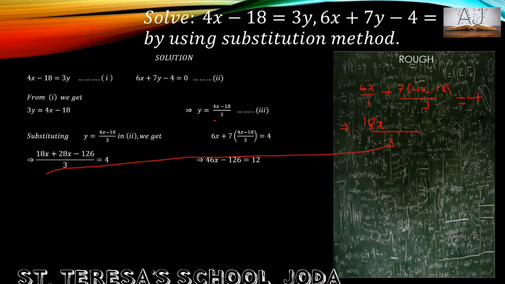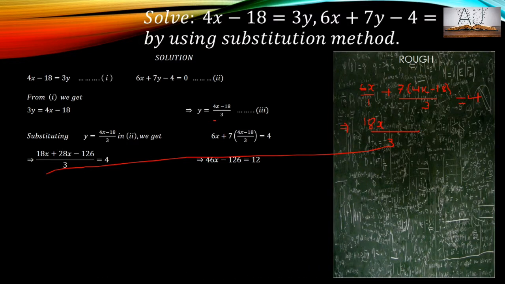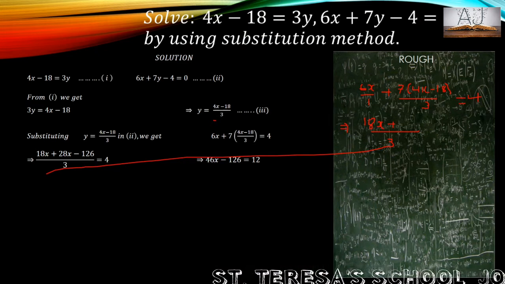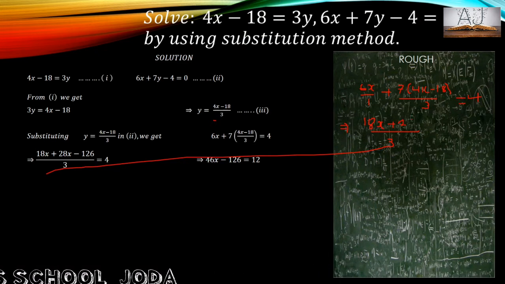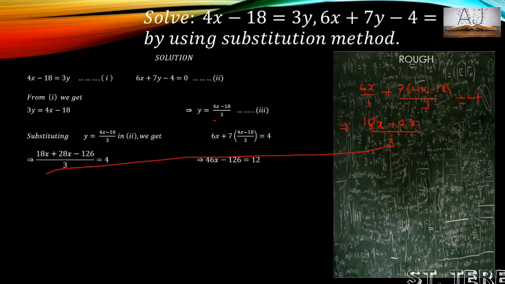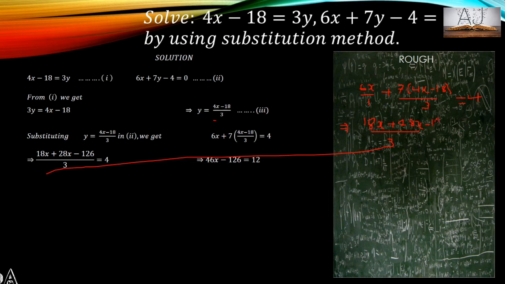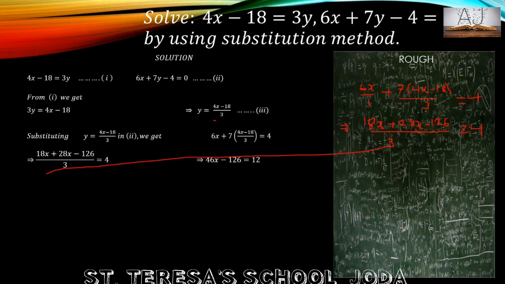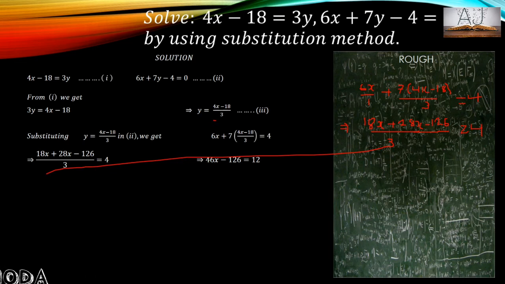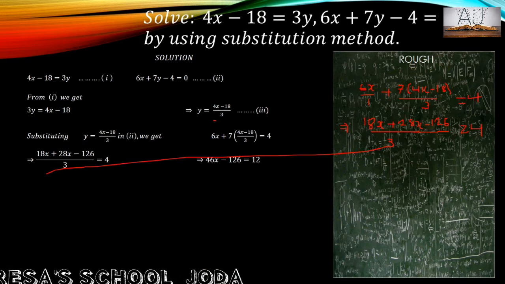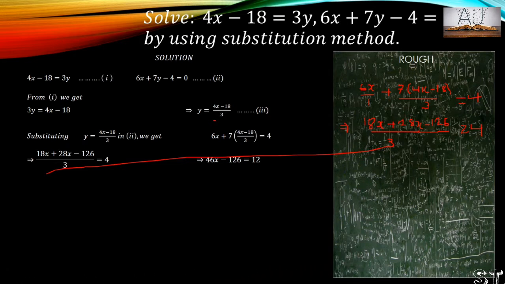Plus 3 divided by 3 for the second one, it comes 1. So 1 when multiplied by 7, it's 7 only. So 7 will be multiplied to 4x minus 18. So 7 into 4x, 28x, minus 7 into 18 comes 126. That is what I have written here on the left hand side: 18x plus 28x minus 126, whole by 3, equals 4. After that we have to take the 3 to the other side. So 3 into 4 will become 12. That is what I have written in the second part.